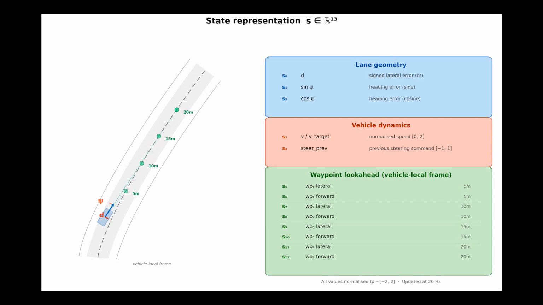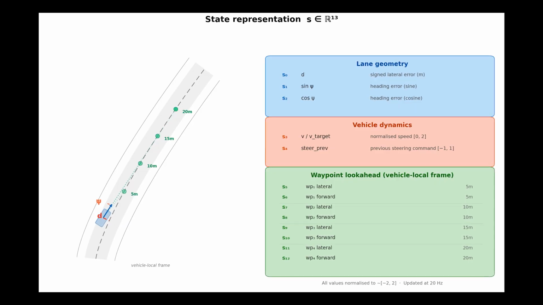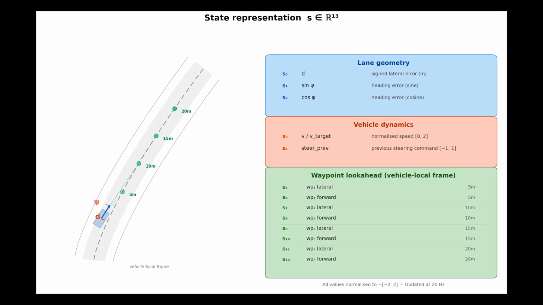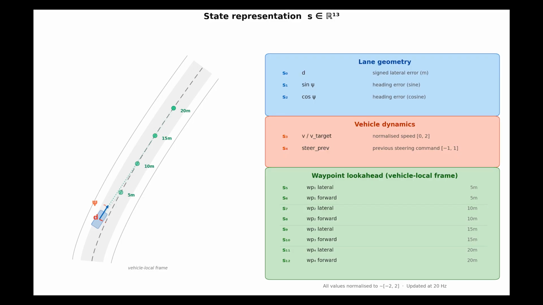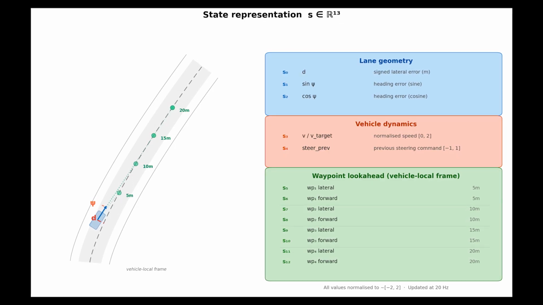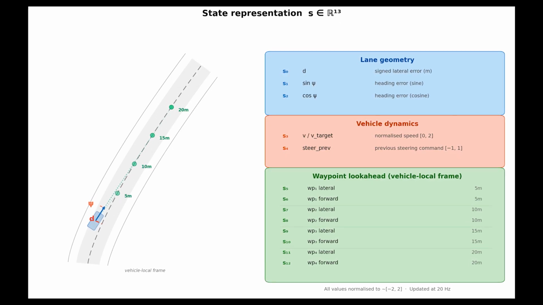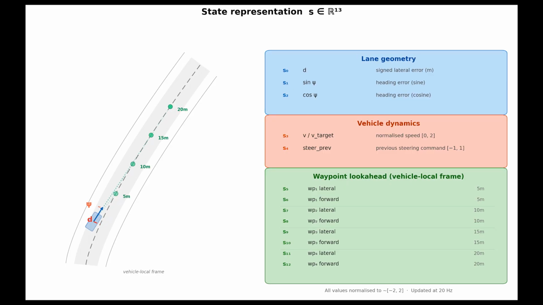Every tick we sample 4 road center points at 5, 10, 15, and 20 meters ahead and project them into the car's local frame as a lateral and forward offset. On a straight road, all lateral values are 0. On upcoming left turns, they become increasingly negative, and on upcoming right turns, increasingly positive.